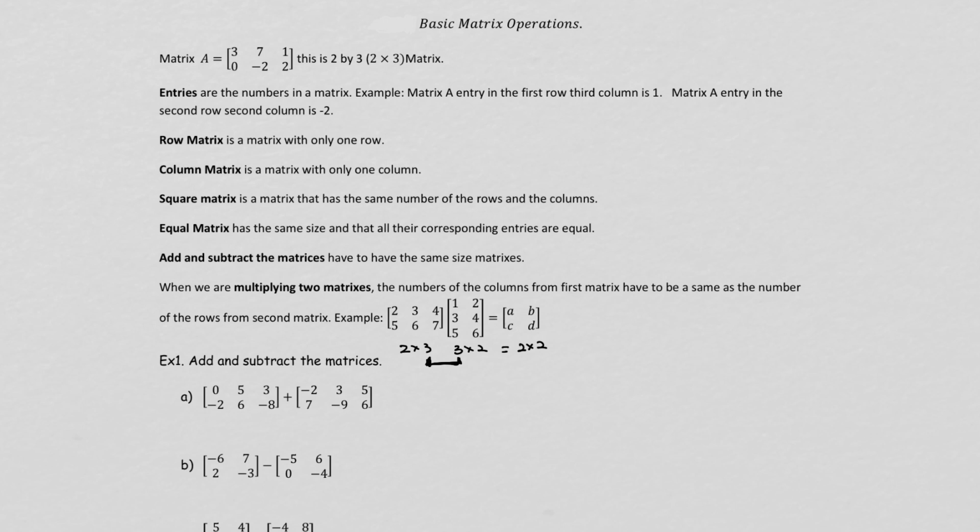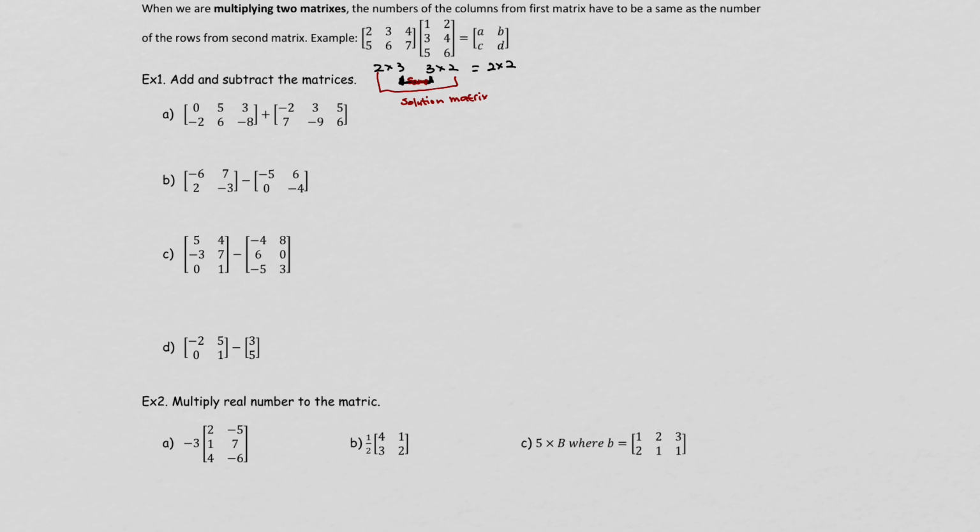Your solution comes out from these two outside numbers. So this gives you the solution matrix. And these inside numbers have to be the same in order to do the multiplication. So example 1, let's start with adding and subtracting. I need a little more space, so let's erase that.